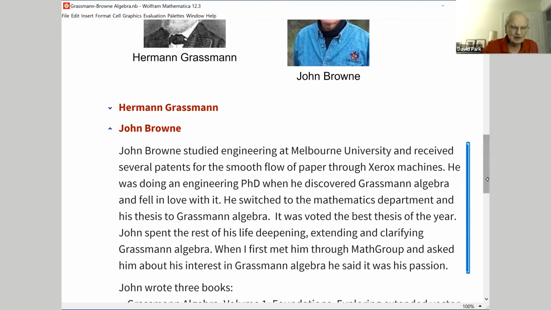John Browne studied engineering at Melbourne University in Australia and received several patents for the smooth flow of paper through Xerox machines. He was doing an engineering PhD when he discovered Grassmann algebra and fell in love with it. He switched to the mathematics department and his thesis to Grassmann algebra. It was voted the best thesis of the year. John spent the rest of his life deepening, extending, and clarifying Grassmann algebra. When I first met him through math group and asked him about his interest in Grassmann algebra, he said it was his passion.